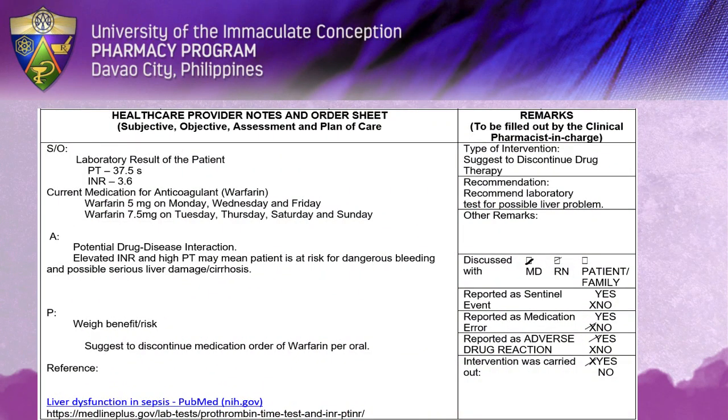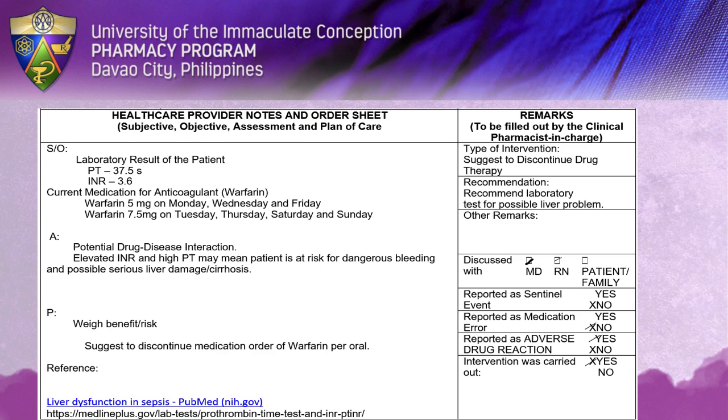Our team's next pharmacist intervention involves potential drug-disease interaction. Our given data of subjective and objective is for the use of PT-INR, which is 37.5 seconds and 3.6 respectively. Current medication for anticoagulant, which is warfarin, is used.